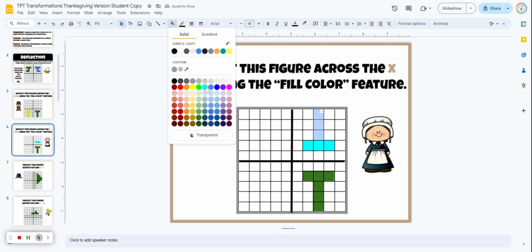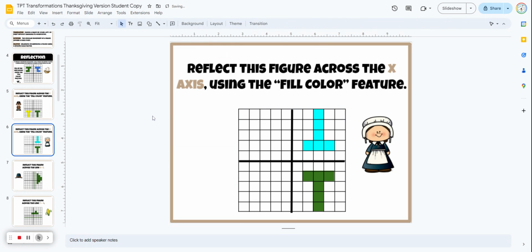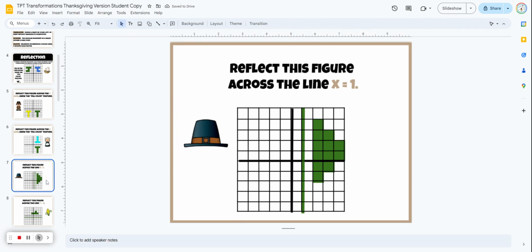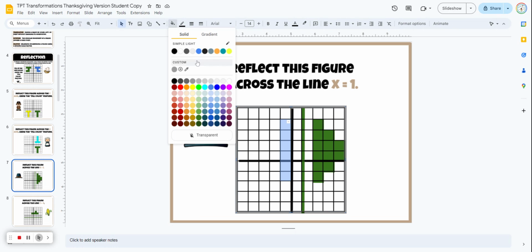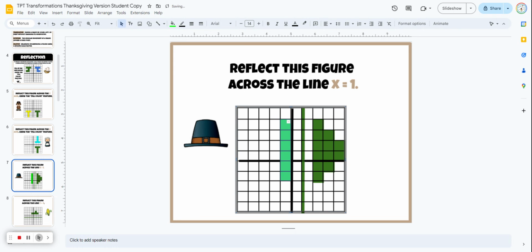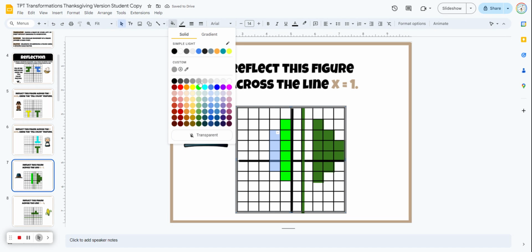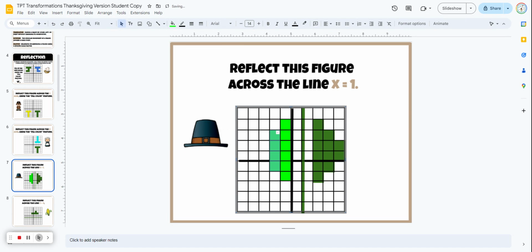It's kind of fun to fill in the squares for the students. Then they move on to a reflection across a line that's not the y or x-axis. So here they're going to reflect this figure across the line x equals 1. So it has to be equal distance from that line and a mirror image. So again, they just highlight and create their mirror image.